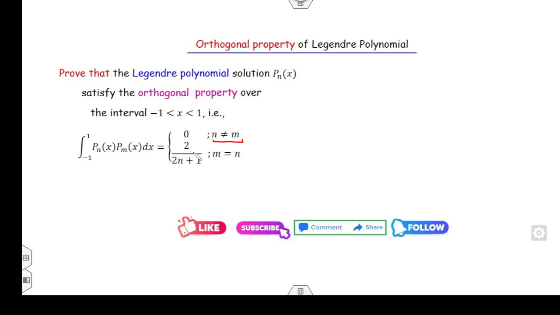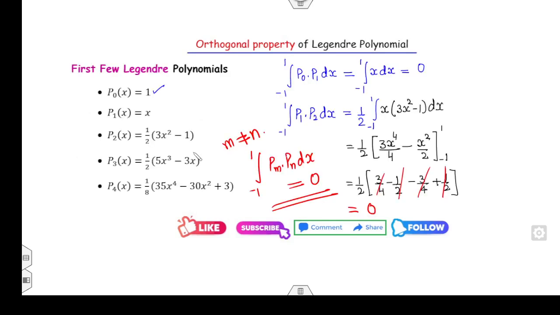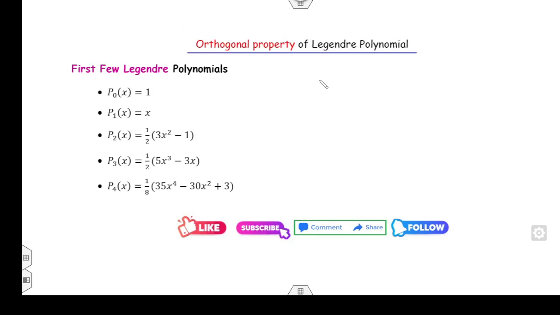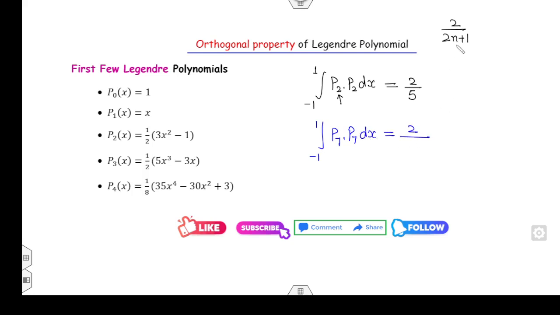What is the meaning of m and n being the same? Whenever you want to find the integral from -1 to 1 of P2 into P2, what was the answer? 2 over 2n plus 1. So n is 2, the answer will be 2 over 2 into 2 plus 1, so 2 over 5 is the answer. Similarly, if someone wants to calculate P7 into P7, the answer will be 2 divided by 2 into 7 plus 1, that is 2 over 15, is the right answer.